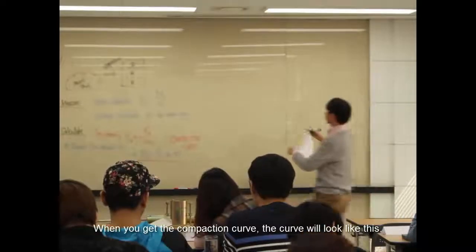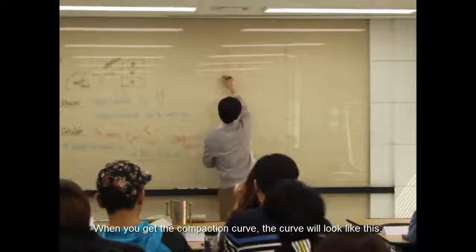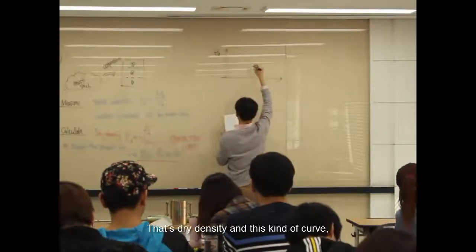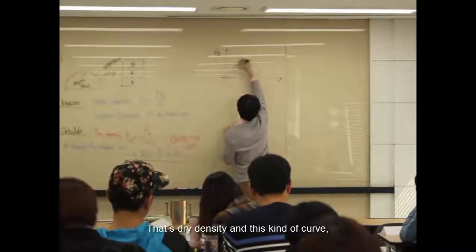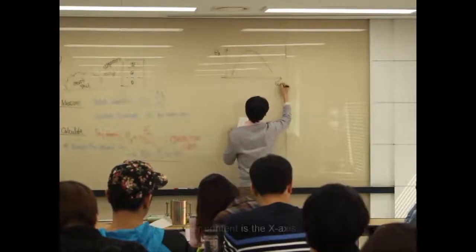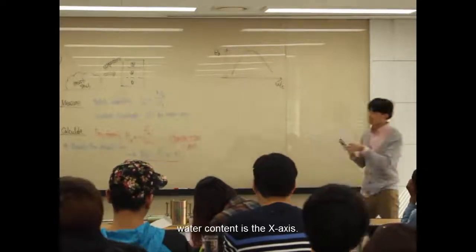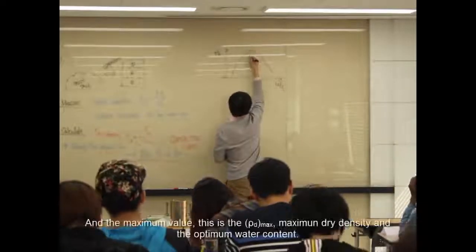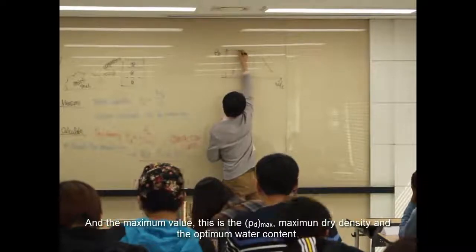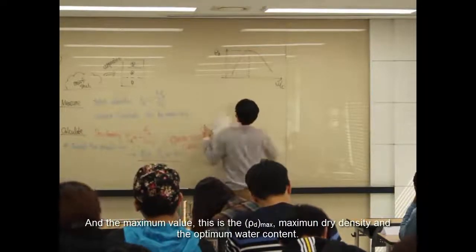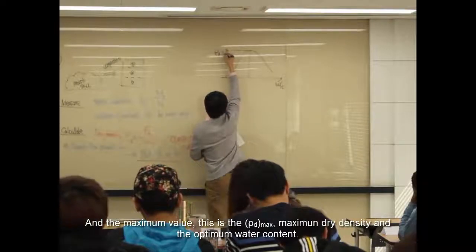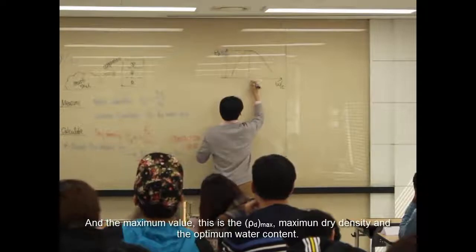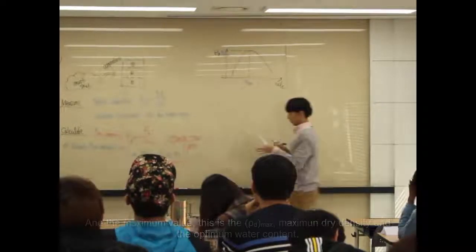When you get the compaction curve, the curve will look like this. Let's try and see. You get this kind of curve. Water content is the x-axis. And the maximum value is rho D max, the maximum dry density, and the optimum water content.